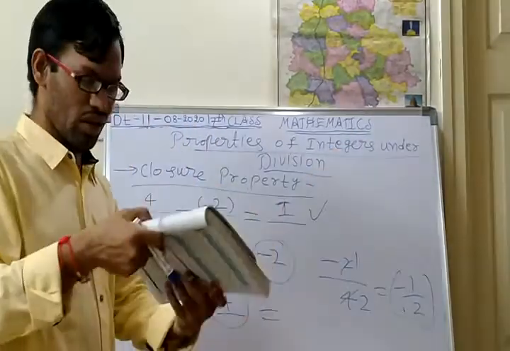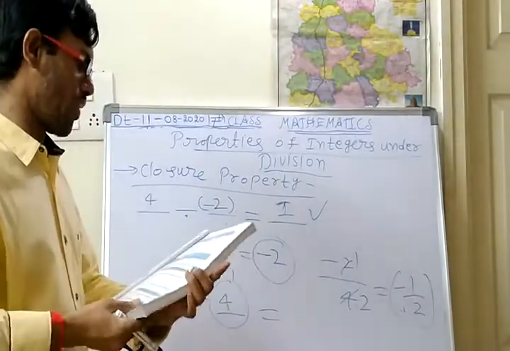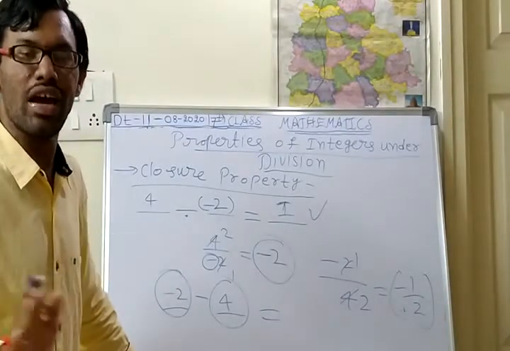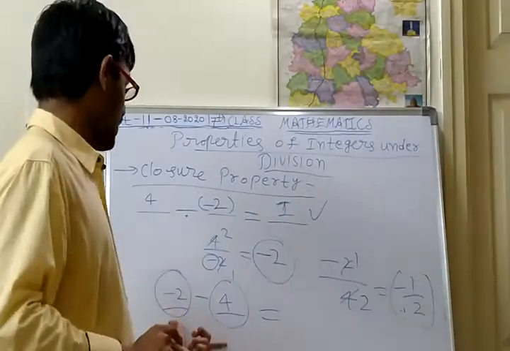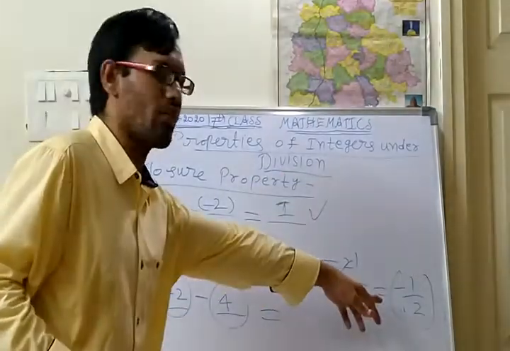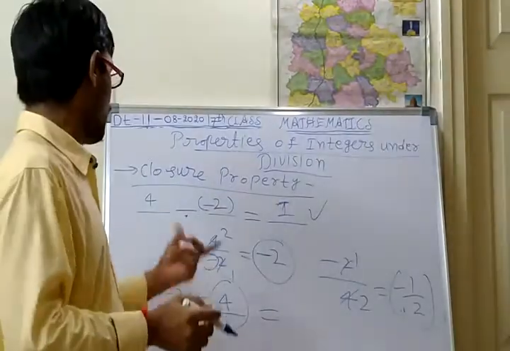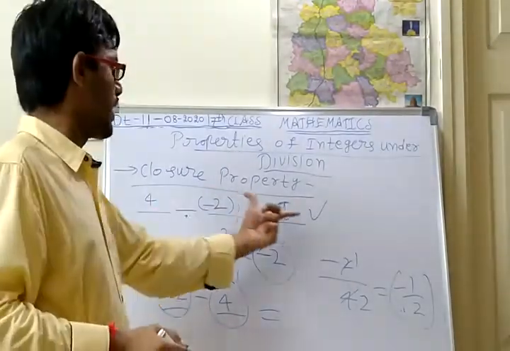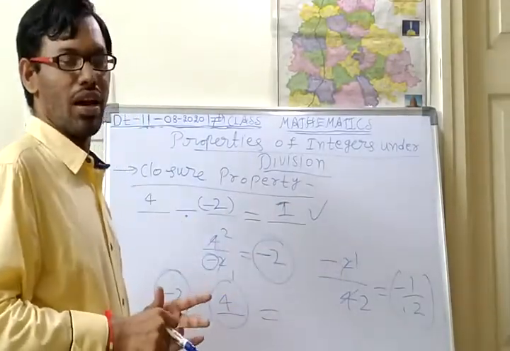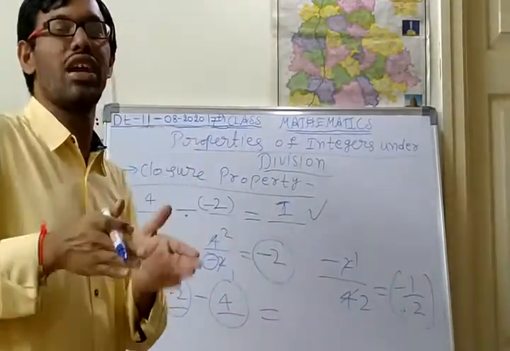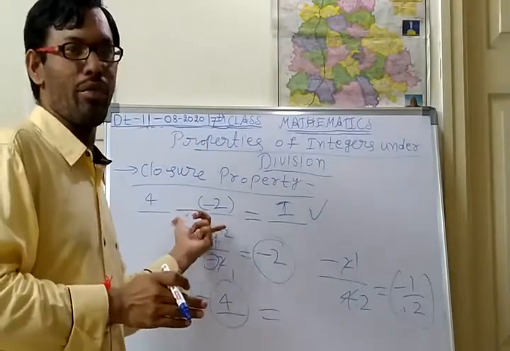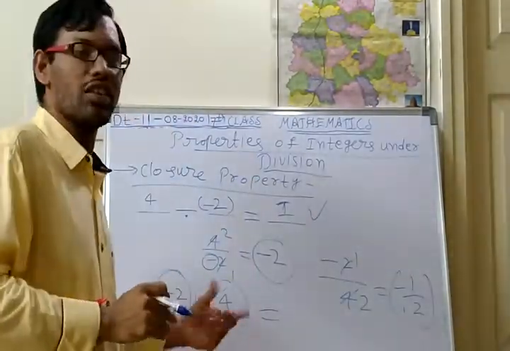So what can we say with the help of this? The closure property is not satisfied, because the result should also be an integer, but it is not. Minus 1 by 2 is the result. For some cases the result is an integer, but for some it does not give the correct result. So there is a 50-50 chance. For 50% it is satisfying the closure property, and for the other 50% it is not satisfying.